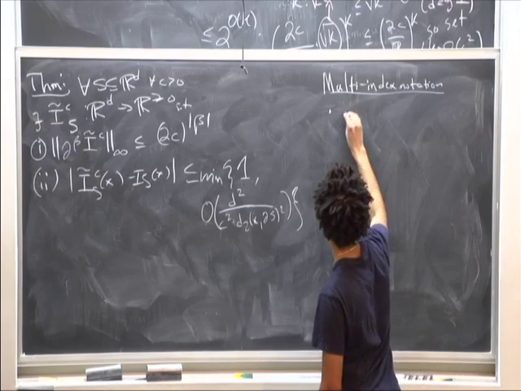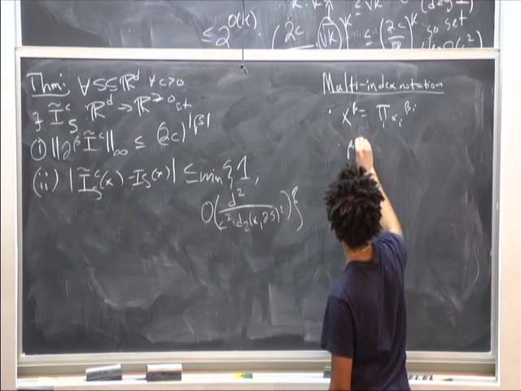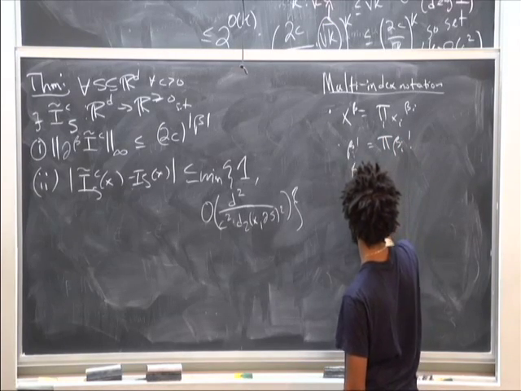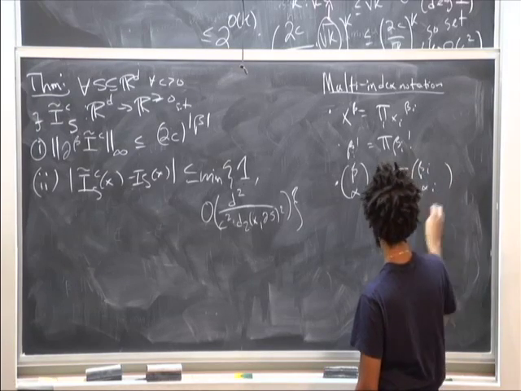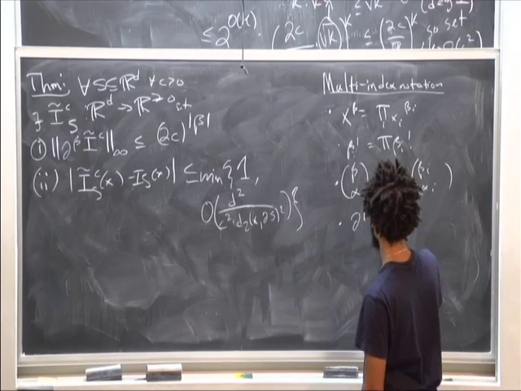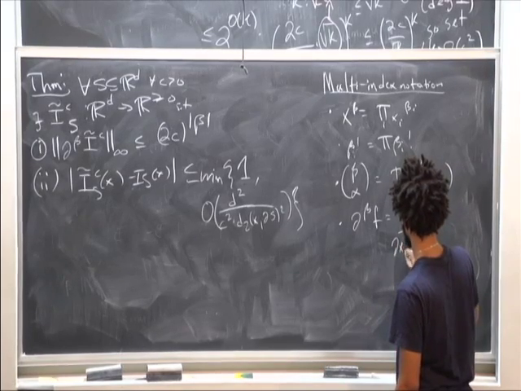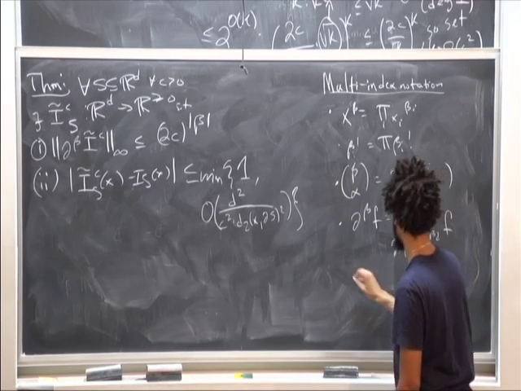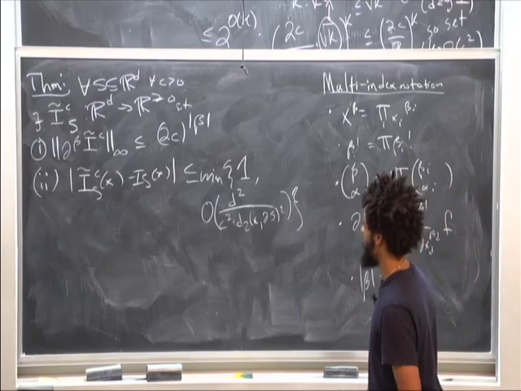Just a reminder, if I say x to the beta, I mean the product over i of x_i to the beta_i. If I say beta factorial, I mean the product of beta_i factorial. And beta choose alpha, I mean the product of beta_i choose alpha_i, etc. And I think the only other thing I might use is, if I look at some partial of f, I mean d/dx_1 to the beta_1 through d/dx_d to the beta_d of f, and this thing I just mean the sum of beta_i. Okay.